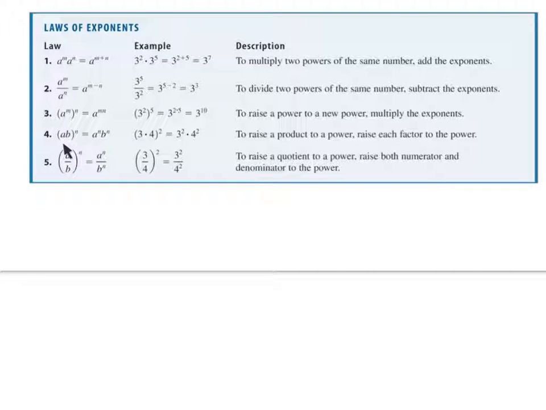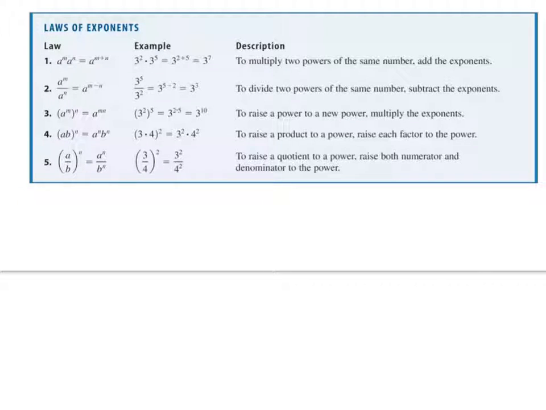When you're multiplying inside your base to a power, we can take those two parts of the base out and say a to the n times b to the n. So 3 times 4 squared is 3 squared times 4 squared. When you're dividing, you can break them out as well in your base. So a over b to the n is a to the n over b to the n, or our example here, 3 over 4 squared is 3 squared over 4 squared, or 9/16.